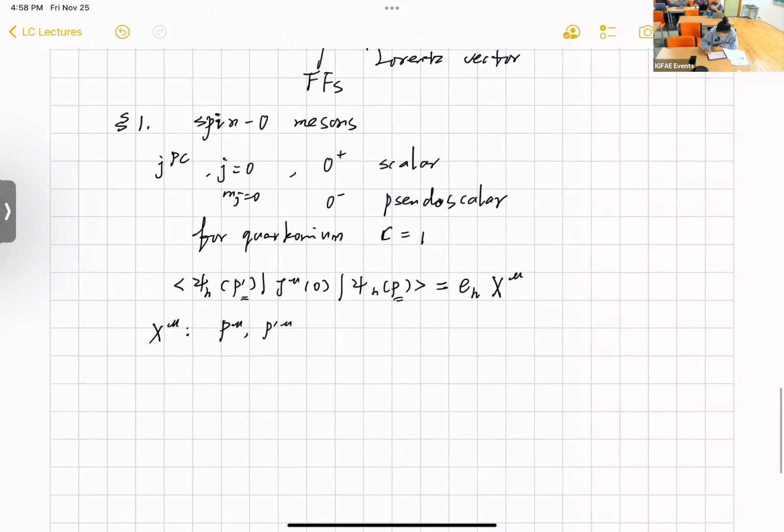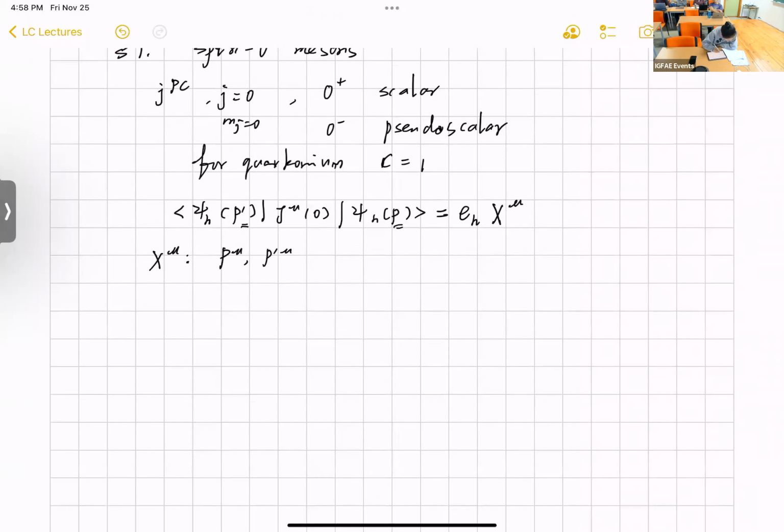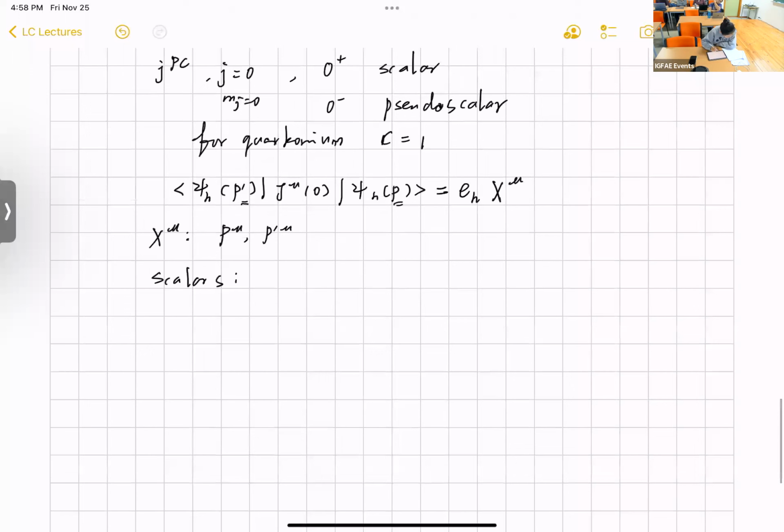And those should be Lorentz scalars, sorry. And what are the relevant scalars in this scenario? We have the magnitude of p' and also p, and also the dot product of p' and p, right? So these could be the possible arguments of the form factors.